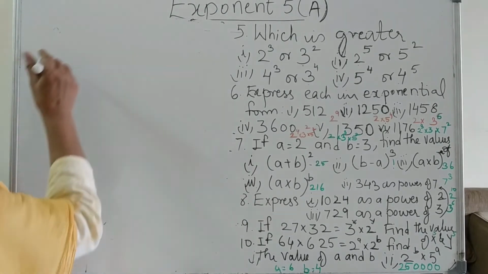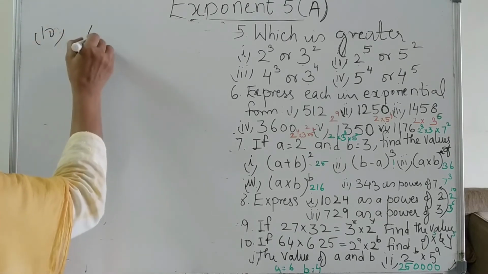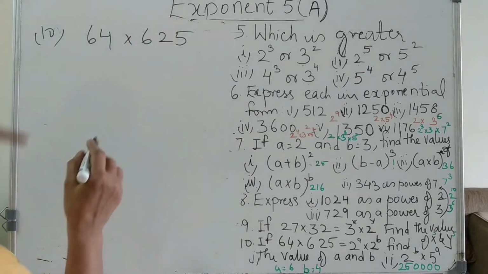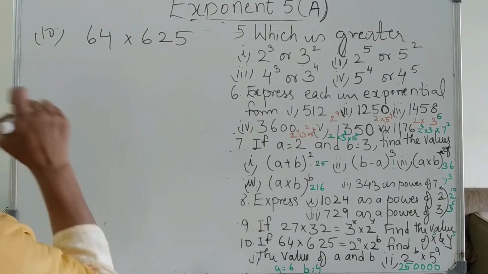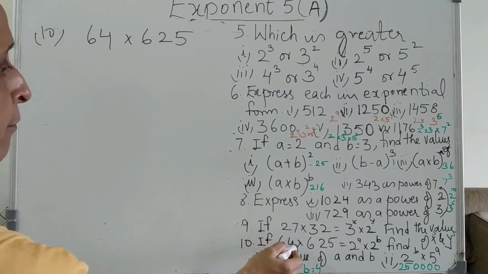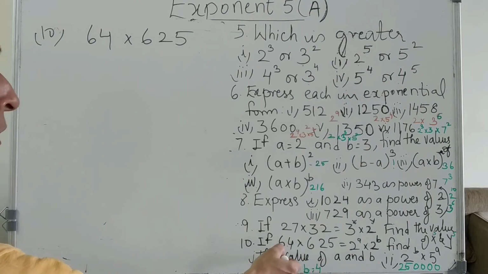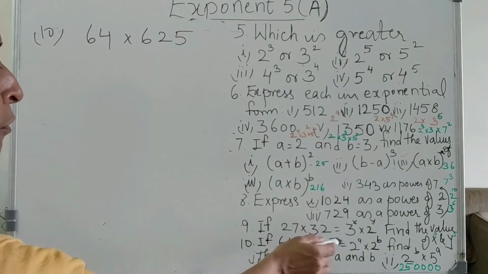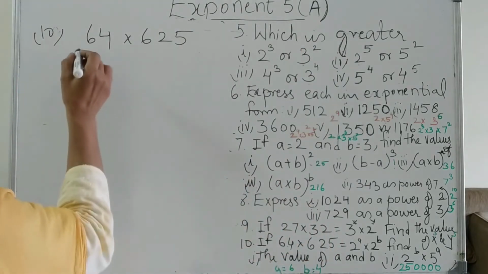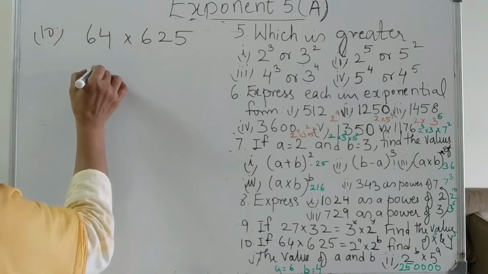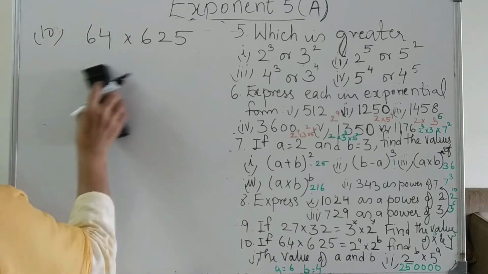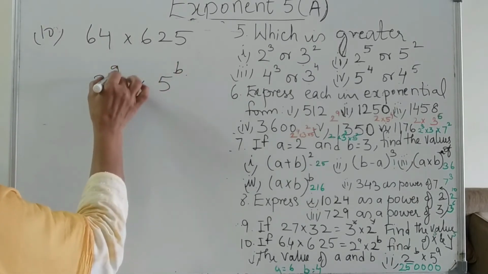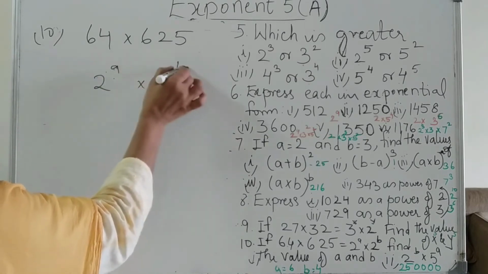10th sum. Now 10th sum is 64 into 625. You have to find the value of A and B. So here it is 2 raised to A and 5 raised to B. So you have to find A and B.